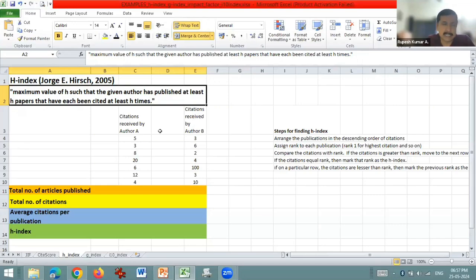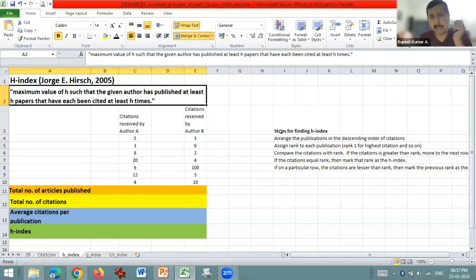So what is H index? H index is the maximum value of H. We'll find out H, such that the given author has published at least H papers that have been cited at least H times. So the number of papers and the number of citations should coincide in order to find out H index of an author.